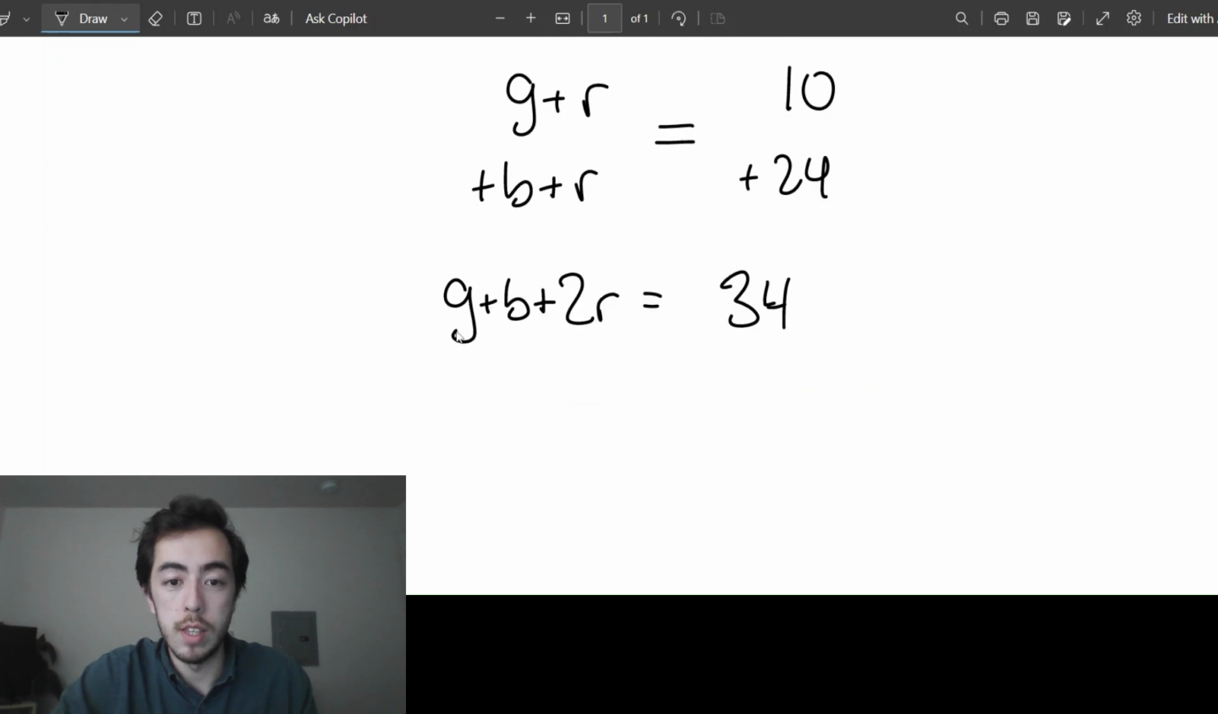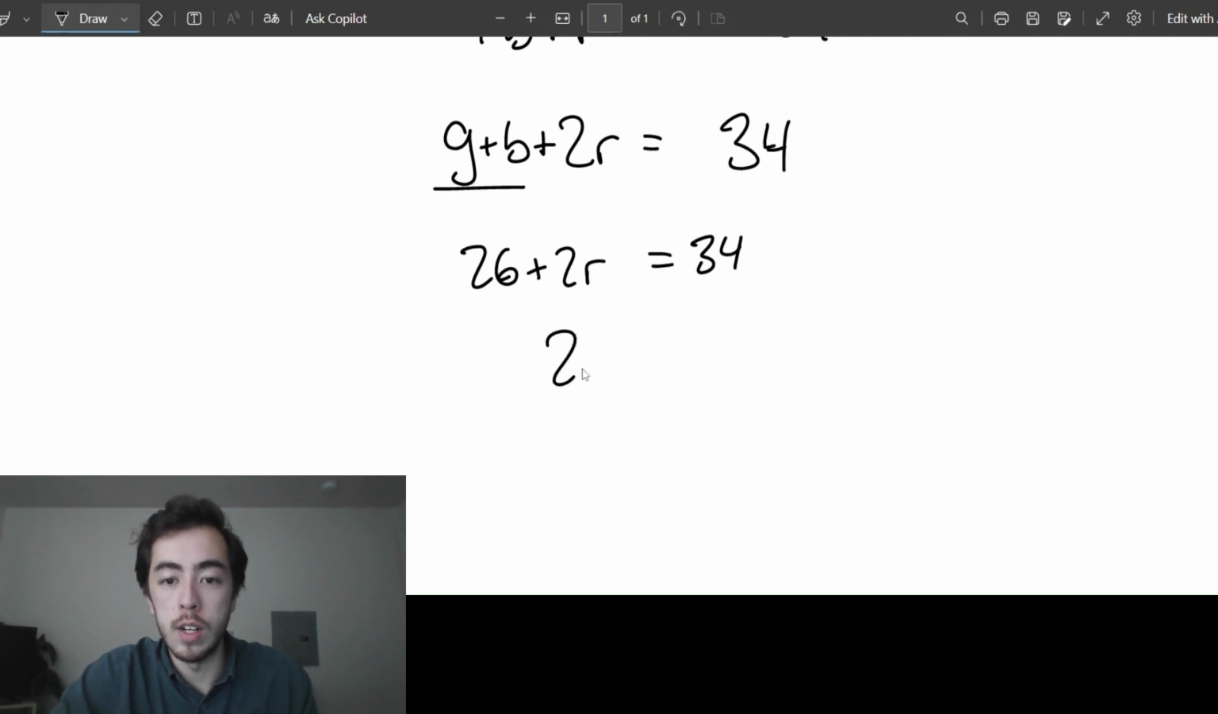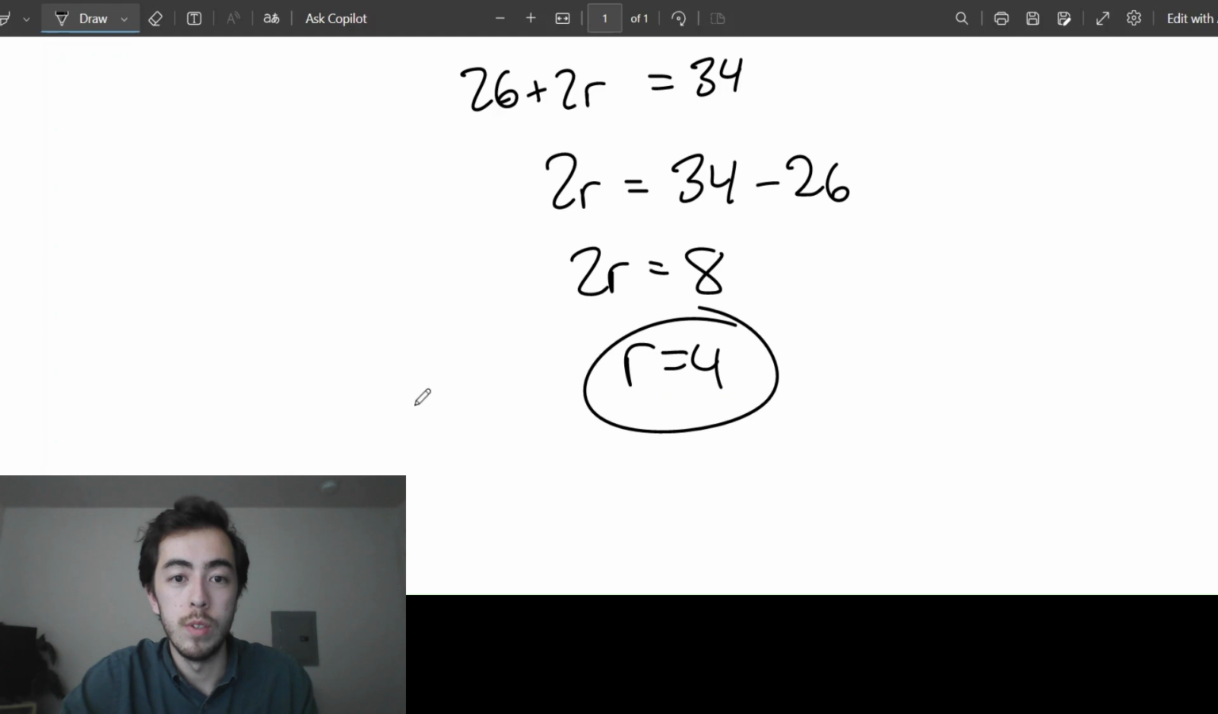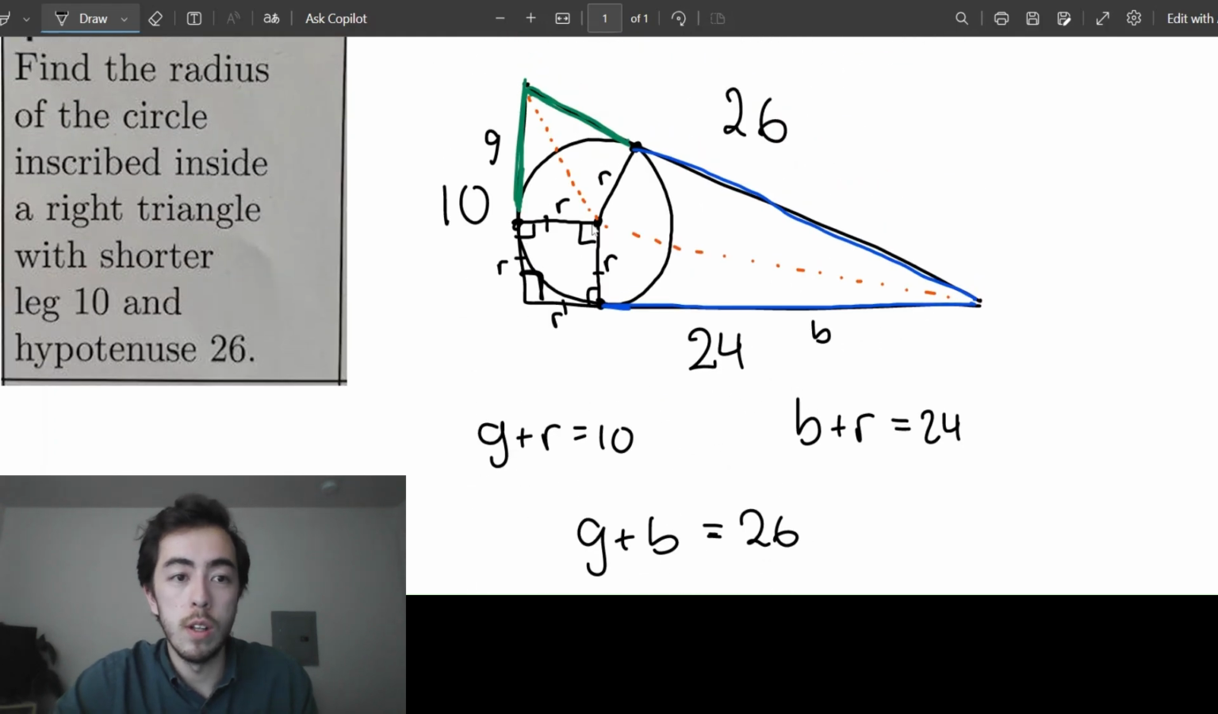So I could replace this with 26. This shows me that 2R is the difference between 34 and 26. That is the number 8. So 2R is 8, and that must mean that R is 4. Cool. Well, there it is. That's the radius. So all of these R's I could replace with 4's.